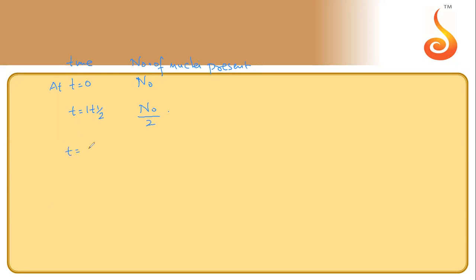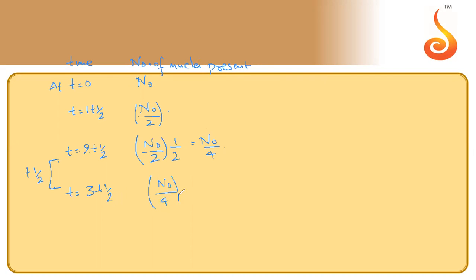Next, when time becomes equal to 2 half lives. Now at 1 half life, the number of nuclei in the sample was N naught by 2. After another half life, the number of nuclei present will again become half, so it will become N naught by 4. Now at time equal to 3 half lives, from here to here, again 1 half life has passed, so the number of nuclei present will become half of that one. So now it will become N naught by 8.